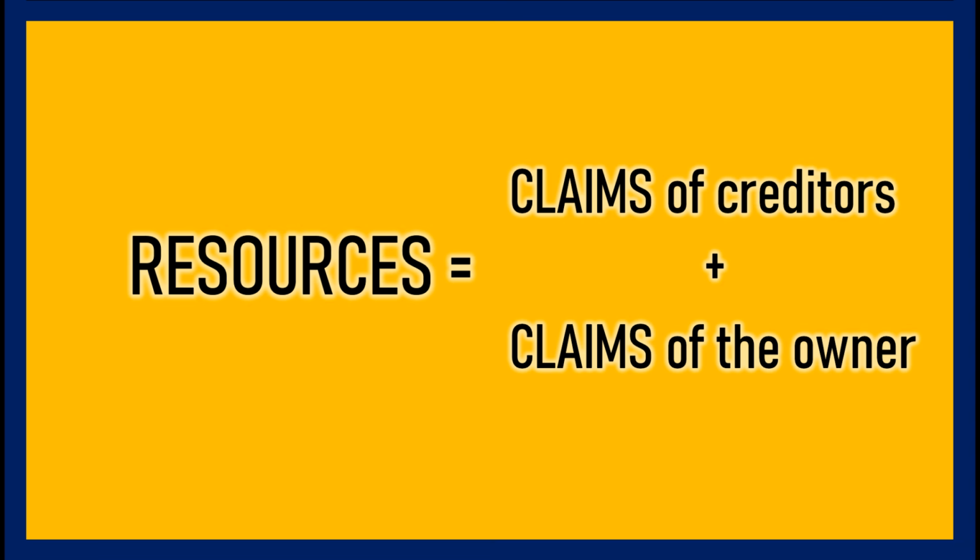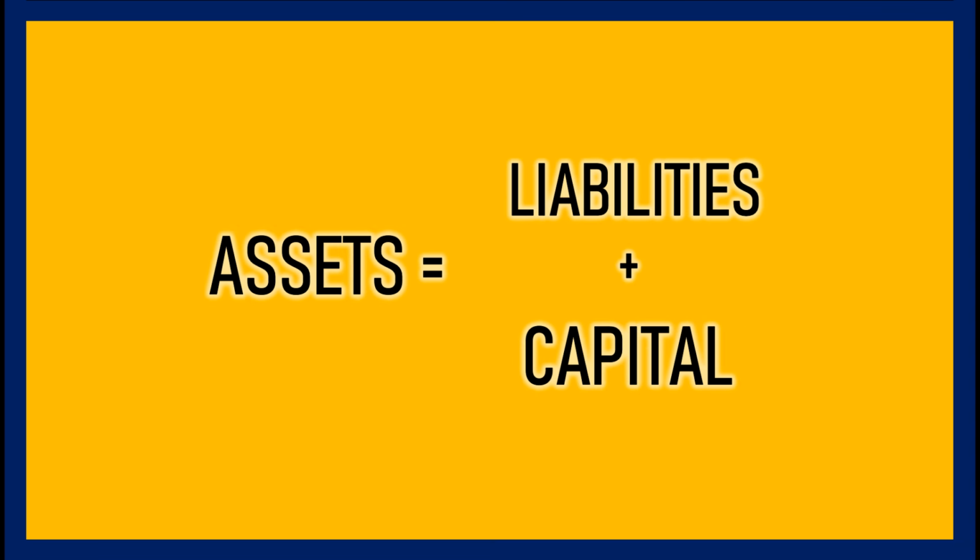Yung claims of the owner, yun yung kay owner talaga. Eh, di ba? Ano ba sabi natin kanina? Ang kay owner talaga yung capital. O di i-translate na natin, yung resources na yan ay asset. Yung claims of creditors, liabilities. Yung claims ng owner, capital yan. Okay? Kaya sinabi natin, A is equals to L plus C.